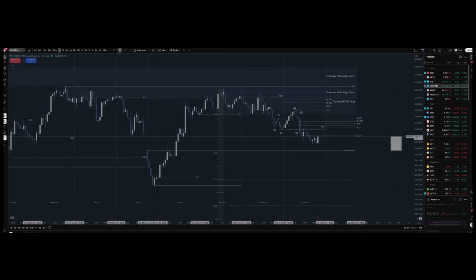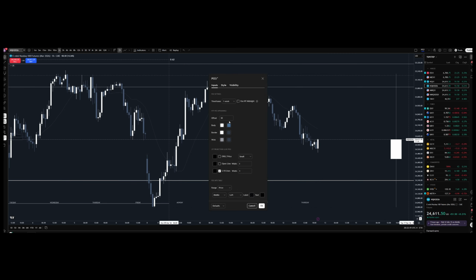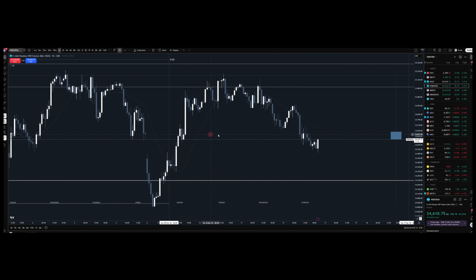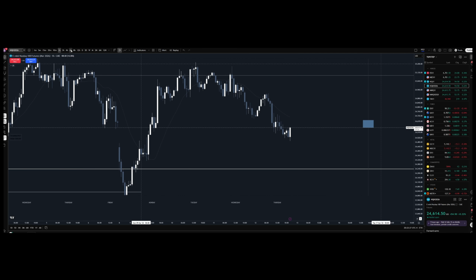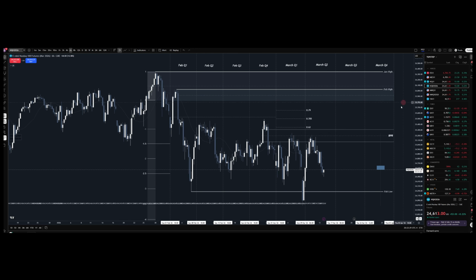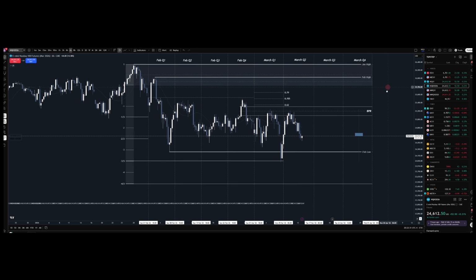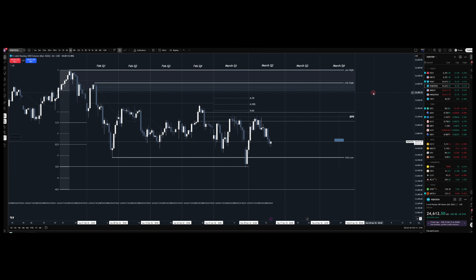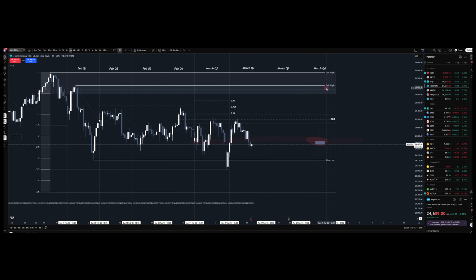I'm going to do 6 hour and the monthly first. We'll just switch this to 1 month and 6 hour. Right. So March opened here. This is our open. So we're back around the open now. Bit of a doji setup. So as we've opened for March, we've done this. We've created our March high.